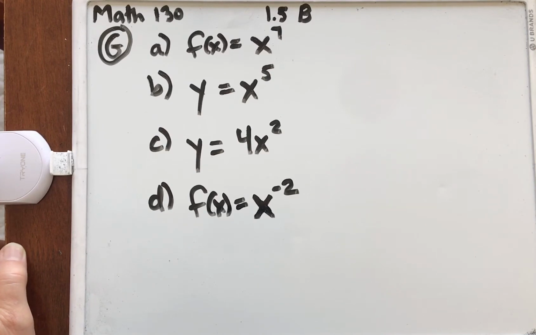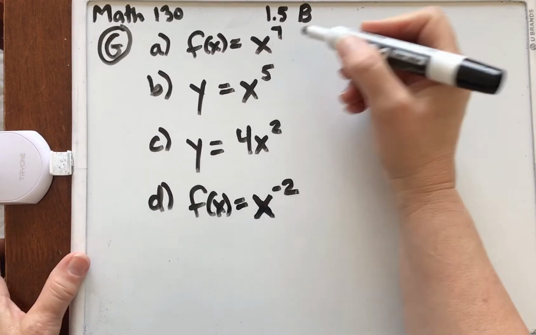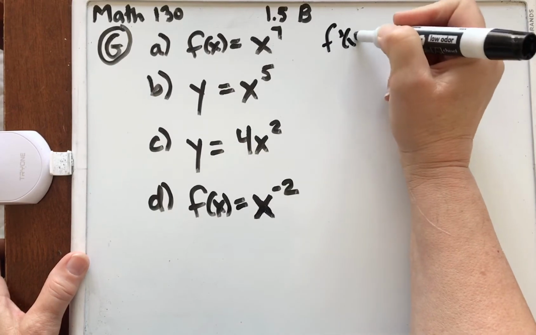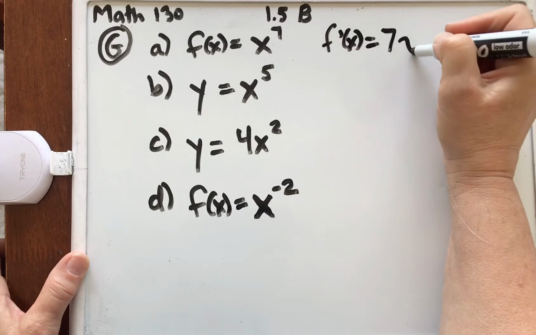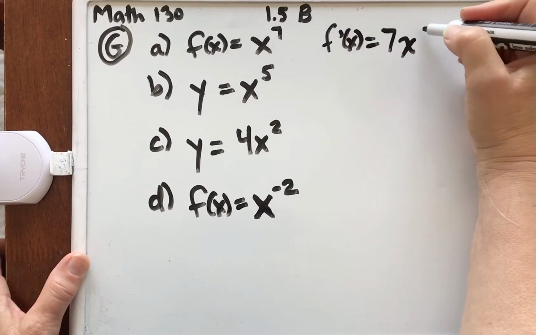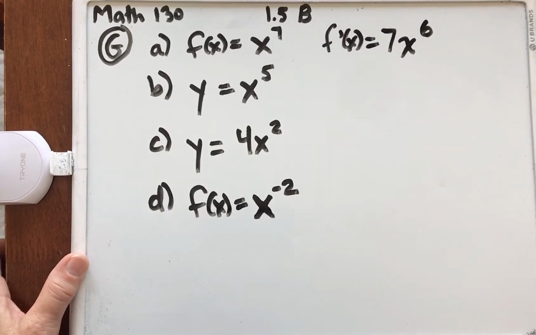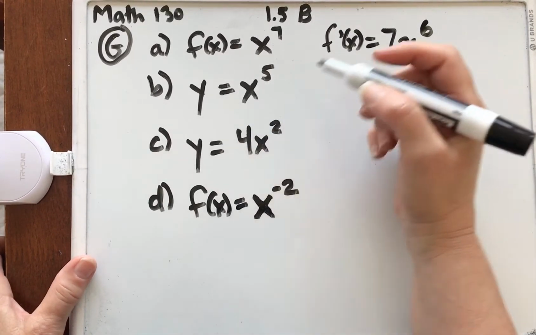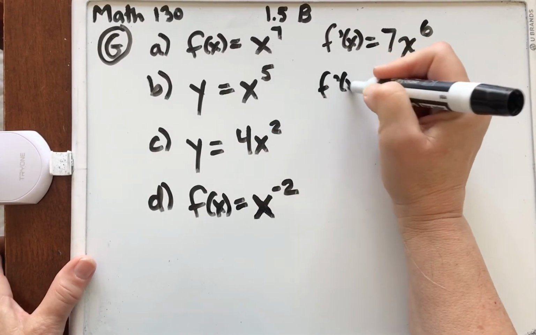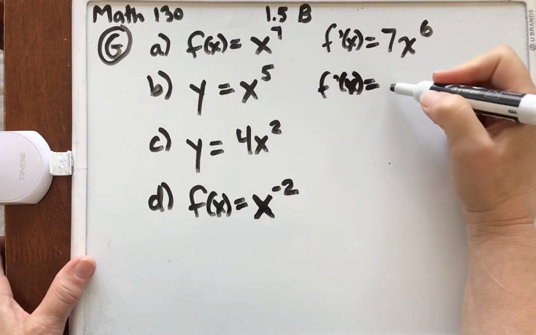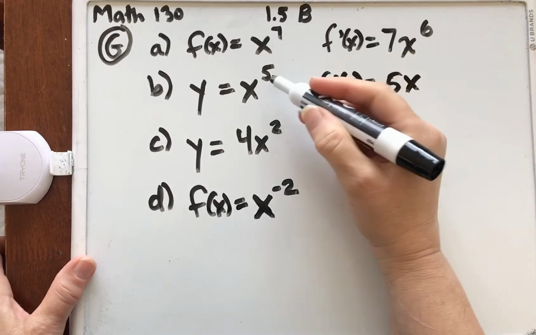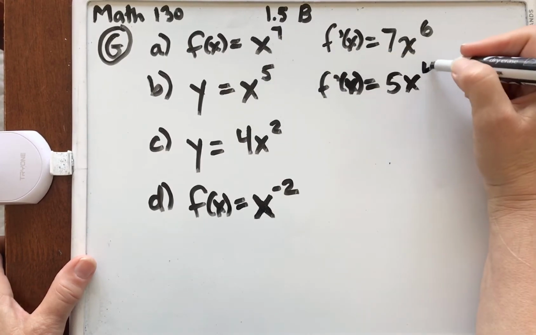Okay, let's see how you did. On the first one, f prime of x, we bring the 7 down, and then we take away 1 from 7, 7x to the 6th. See how easy that is? Okay, the next one, f prime of x equals, we're going to bring this 5 down, take away 1 from the 5, so we have 5x to the 4th.